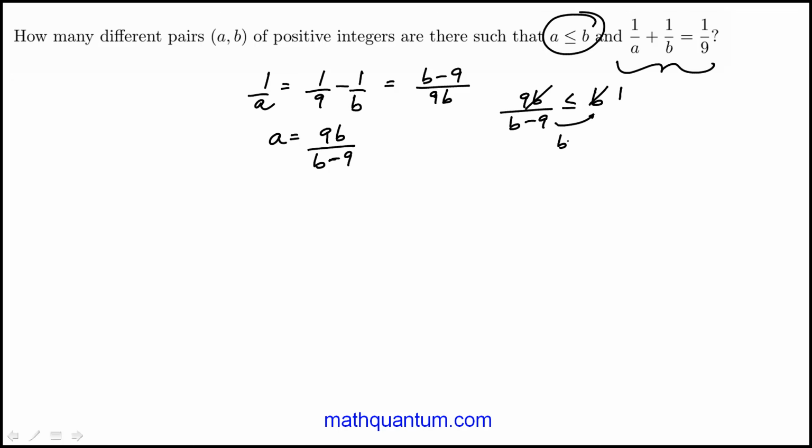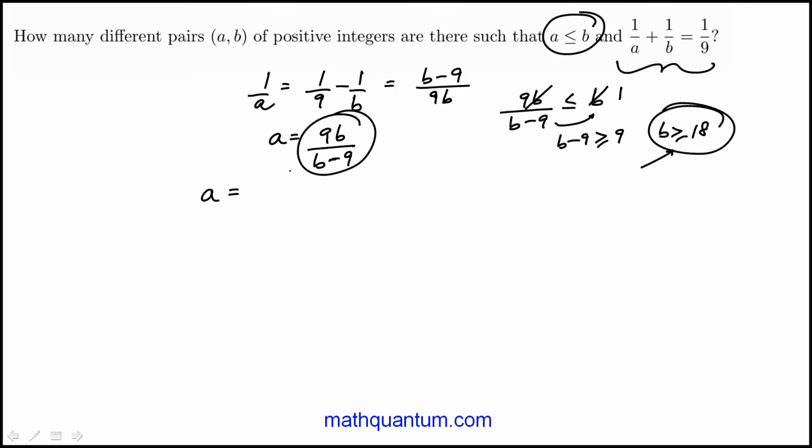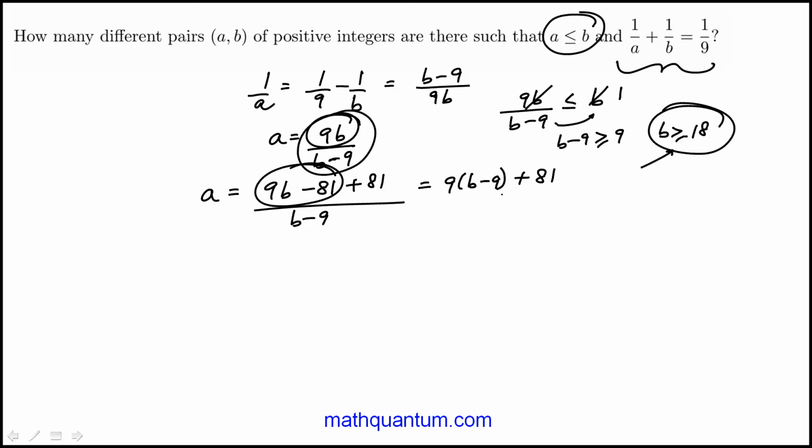And then move this: B minus 9 is greater than or equal to 9, or B is greater than or equal to 18. So that's the first constraint. Now this piece has to be an integer, and the technique that I use is, can I rewrite this as a multiple of B minus 9 and some other things? And the way to do that is to subtract 81 and add. And why is that? Because if you factor in 9 here, you will get 9 times (B minus 9).